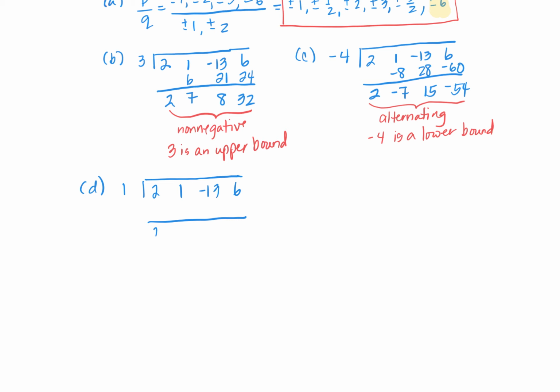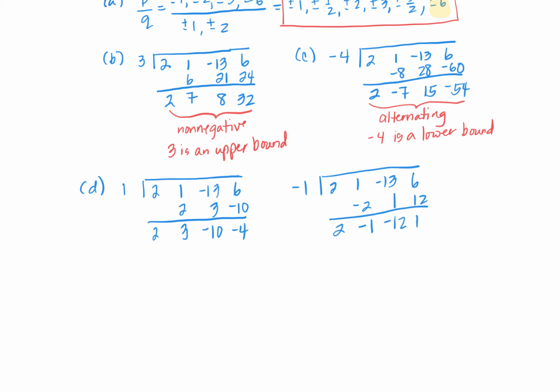Okay, so bring down the 2. 2 times 1 is 2. Add them, I get 3. 3 times 1 is 3. And I can already see that this is not going to work. Negative 10 plus 6 is a negative 4. Remainder needs to be 0 for it to be a zero. So the 1 didn't work. What about negative 1? So 2, 1, negative 13, 6, space, bring down the 2. Negative 1 times 2 is negative 2. Add to get negative 1. Multiply. Add. No, this is not going to work.